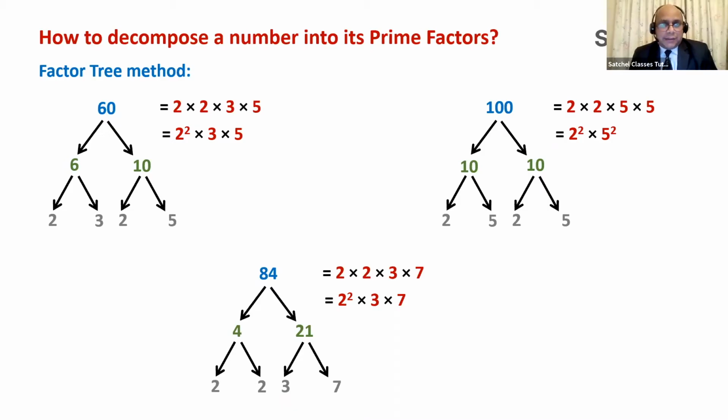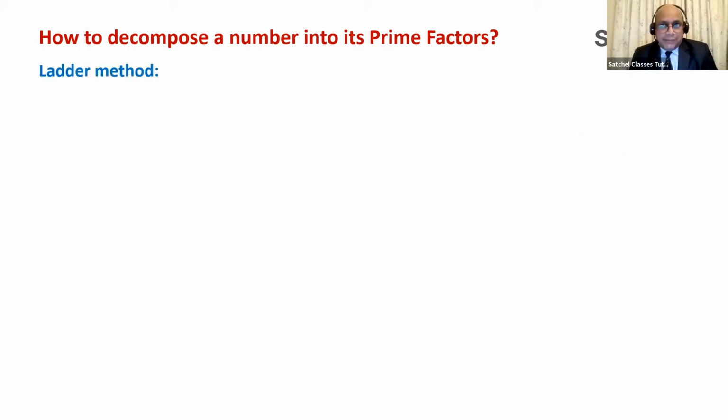The second method is the ladder method. In this ladder method, we write the number and write an L-shaped formation below it. Now, let's look at small prime numbers and try to find out whether that goes into 60. For example, the smallest prime number is 2. So does 2 go into 60? Is it divisible? Is 2 a factor of 60? Yes, it is, right? So 2 divides 60 30 times.